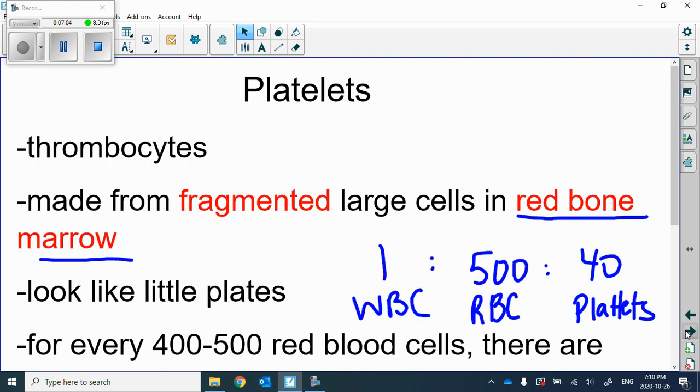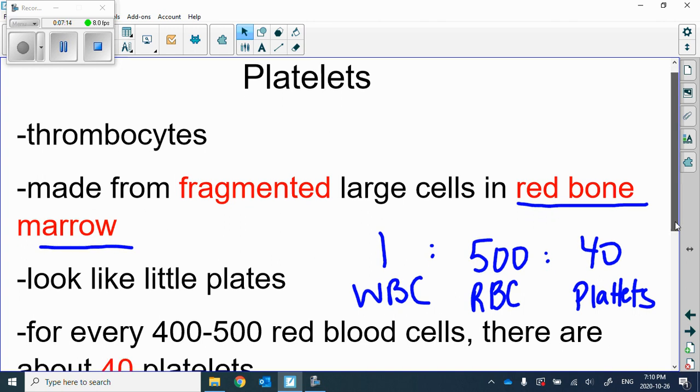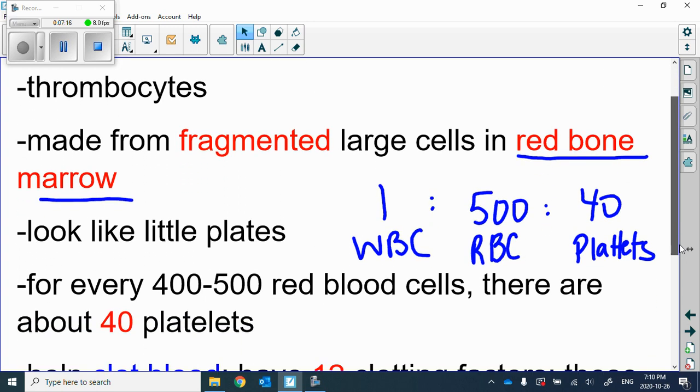Platelets, these are also called thrombocytes. They're made from fragmented large cells in our red bone marrow. So they look like little plates. And for every 400 or 500 red blood cells, there's about 40 platelets. So I've just drawn in blue here. For every one white blood cell, there's about 500 red blood cells and about 40 platelets. So there are the fewest white blood cells, the most red blood cells, and platelets are in the middle.